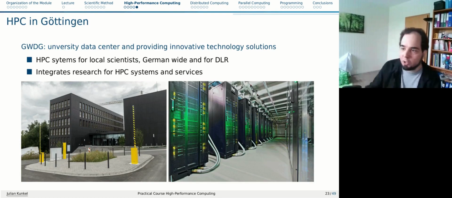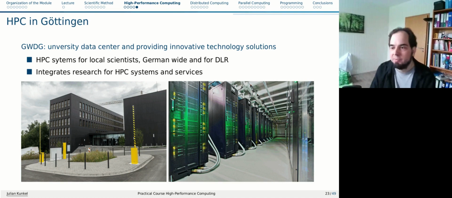Okay, anyway, talking about HPC in Göttingen. Well, the GWDG, what is this? If you don't know about it, it's the University Data Center and it provides innovative technology solutions, of which one is HPC systems. We have HPC systems for local scientists, German-wide, and for the DLR, which is the German Aerospace Agency. So this is the new building, the RZG, where a lot of compute systems are housed. And here you see a very nice image of some systems that we have at our Fernmeldezentrale. And in terms of HPC, we integrate research for HPC systems and services, and of course training, which is one reason why you are here.